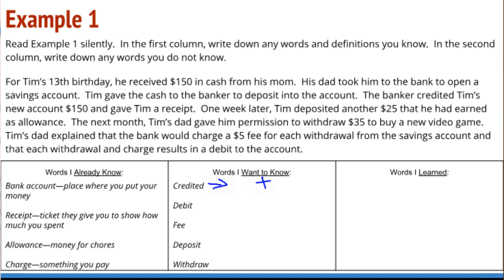So credited is a positive. It's a number that is in your favor. You receive credit for something. A debit is a minus. It's when they take something away. Fees are money that they charge you for doing things. So in this particular story, we have a $5 fee. They're going to charge you $5. They're going to take $5 from you when you take money out of your account.